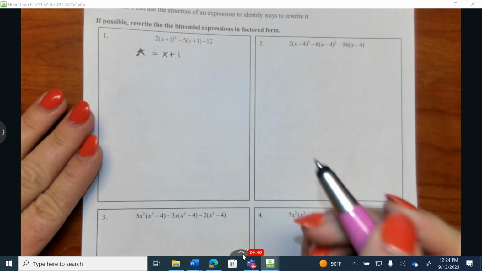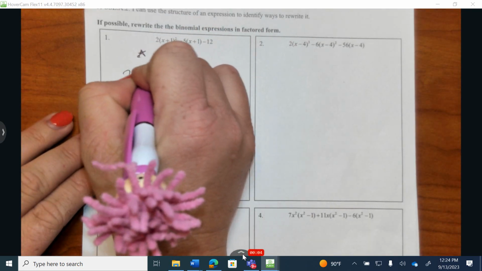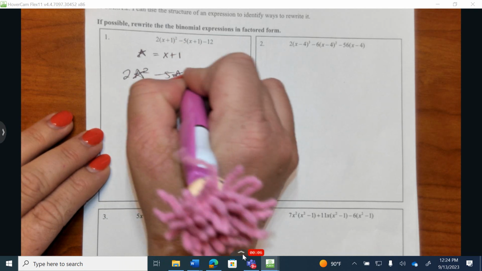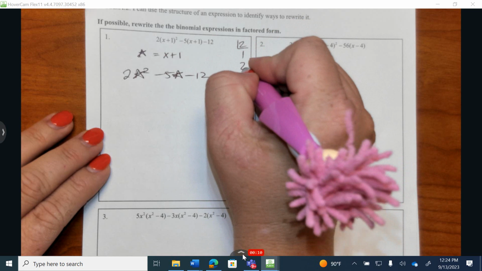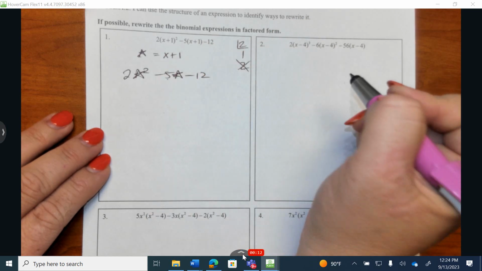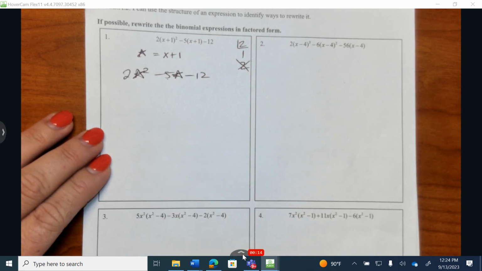Equivalent to x plus 1. So I have 2 star squared minus 5 star minus 12. The smallest number is 2, but I recognize I can't factor out a 2 out of 5. It's not an even number, and I can't take a star out of all three terms.